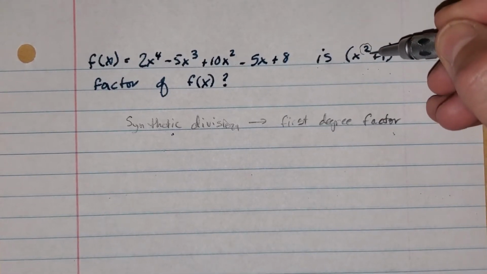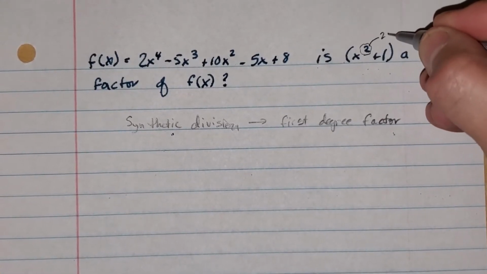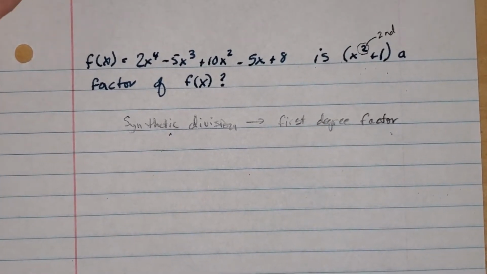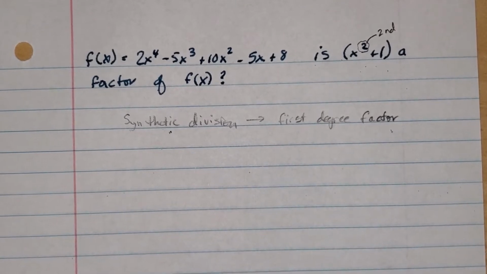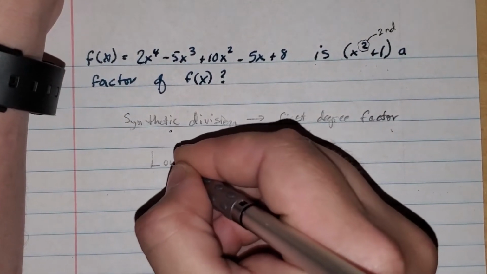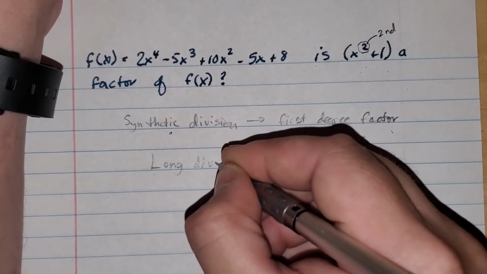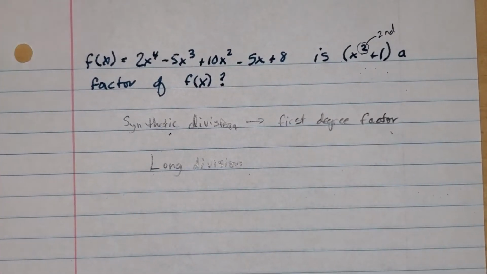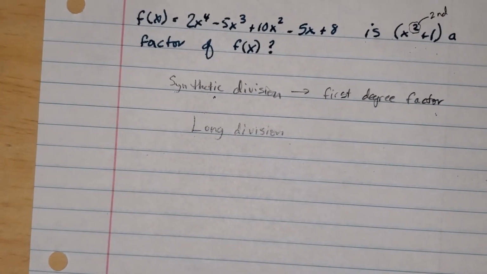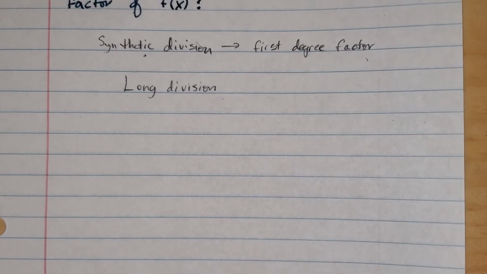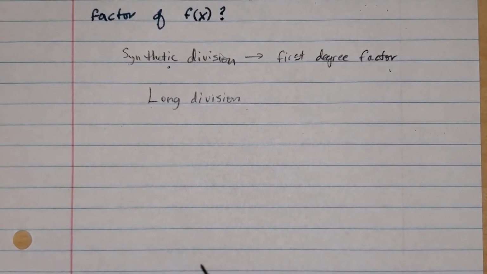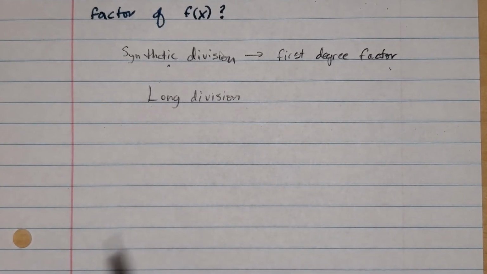Problem, this guy has a square. He is second degree. Synthetic division does not work with a second degree polynomial. You have to use what's called long division. Now, I'm going to actually do a long division problem from like middle school or elementary school, or wherever you learn it. I don't even know, I just know how to do long division. And then I'm going to do it with this polynomial and show you how this works.